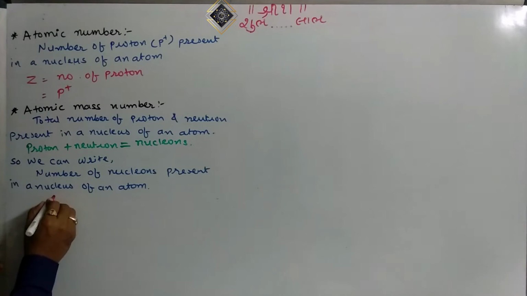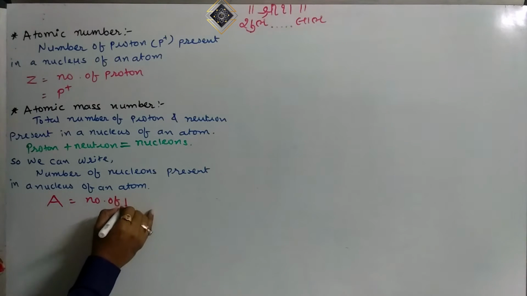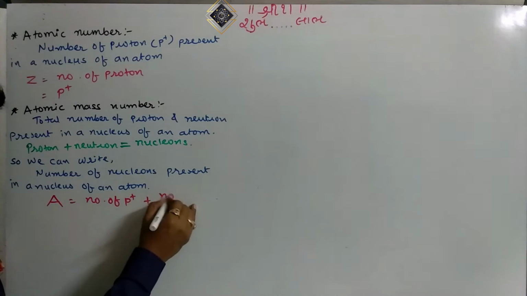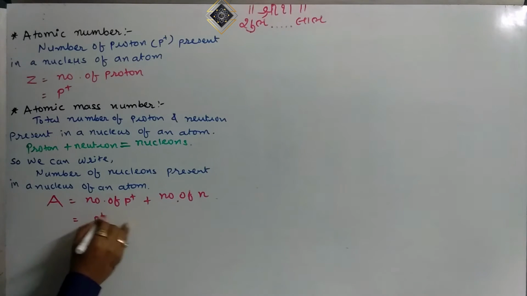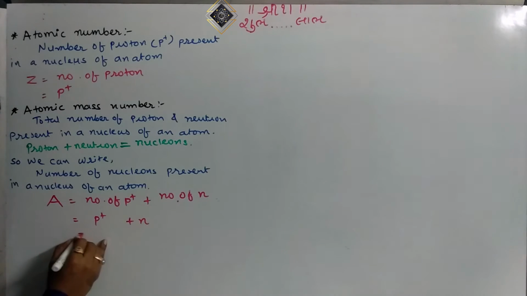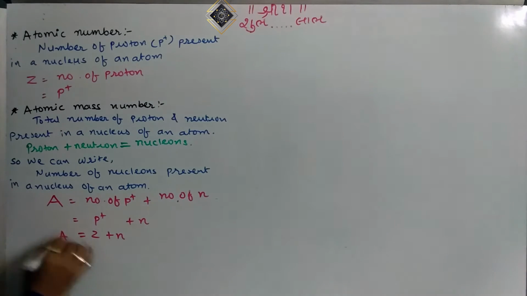So we can write down A is equal to number of protons plus number of neutrons. That means P plus N. The number of protons can be written as Z. So you can write down A equal to Z plus N.